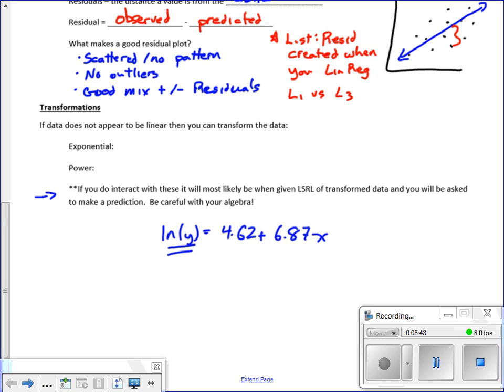So this is just a matter of being very careful with your algebra. And remember that in order to solve these things, you're going to have to use e or base 10 to solve for y.